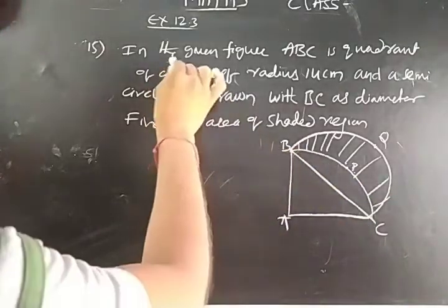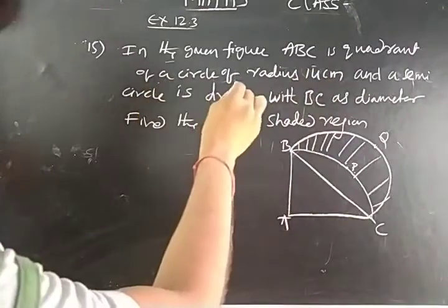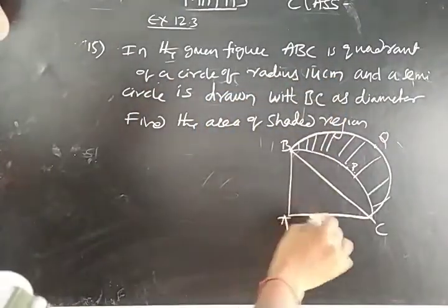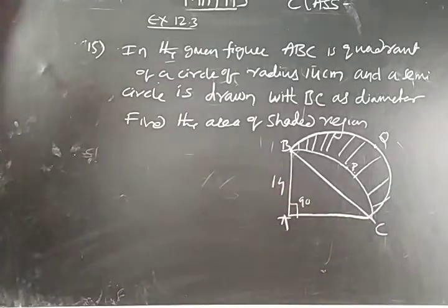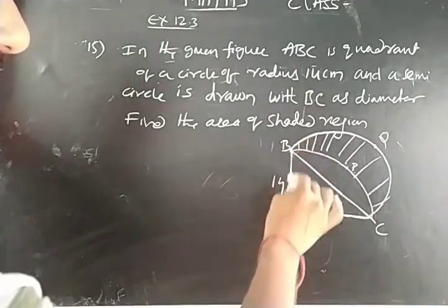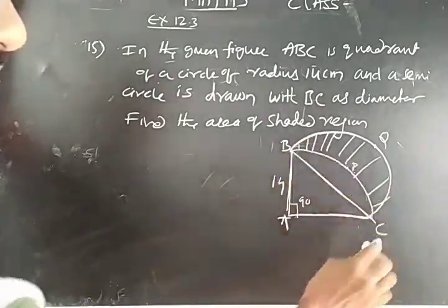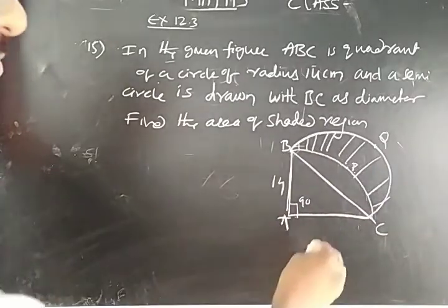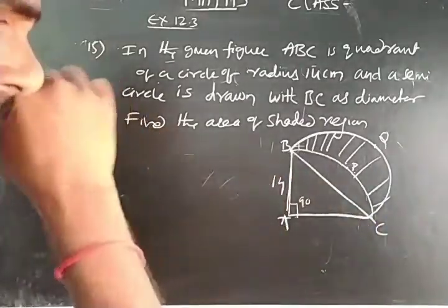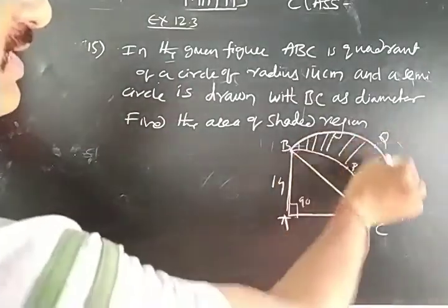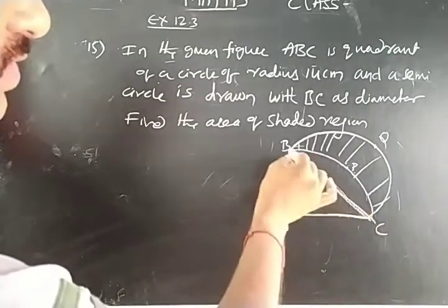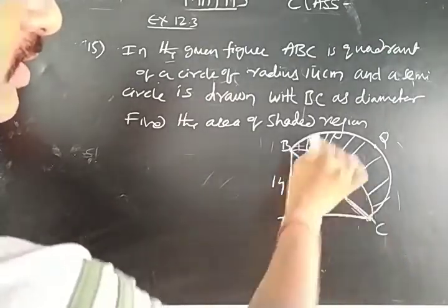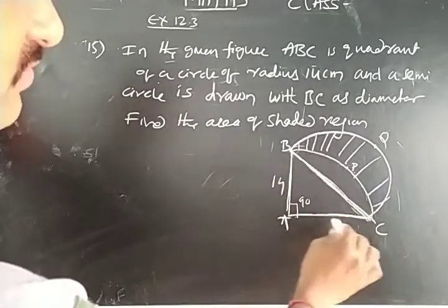And this is 90. See here, in the given figure, ABC is a quadrant of a circle of radius 14 centimeters. So it is a quadrant, which means it is 90 degrees. The radius is 14 centimeters. We already have the radius and the angle, so I will find the sector area and the triangle area. Then I need the semicircle area. To get the semicircle area, we need the radius of the semicircle. We don't know it. We have the diameter of the semicircle as BC, so we have to find BC first.